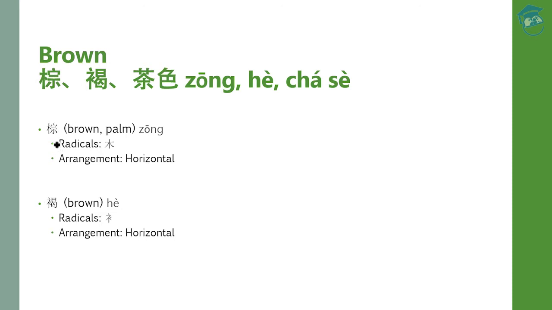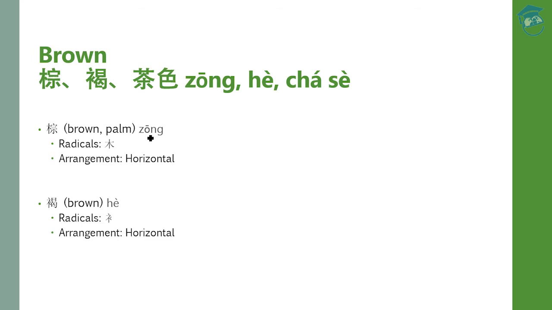So the first one is 棕. 棕 means brown or palm. So as you can imagine, the palm tree or the palm sugar, they are all brown in color. So that's why when we say 棕色, it is referring to brown color.